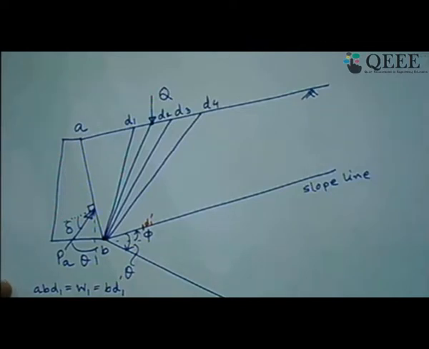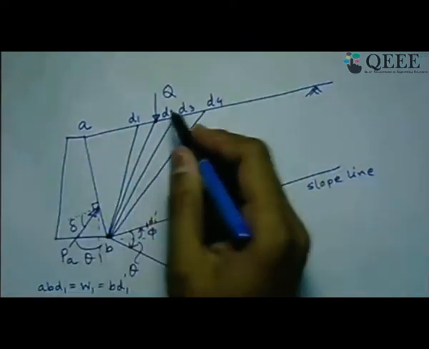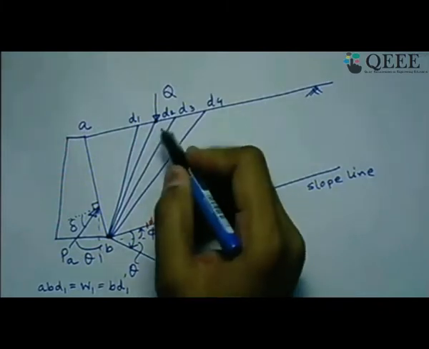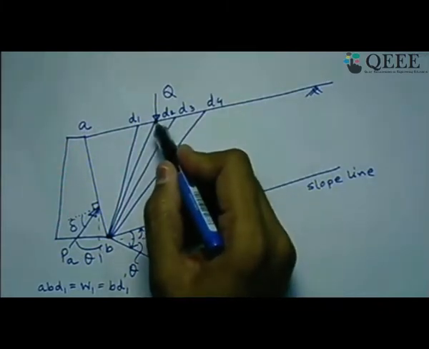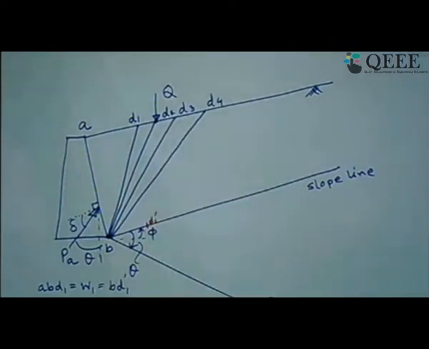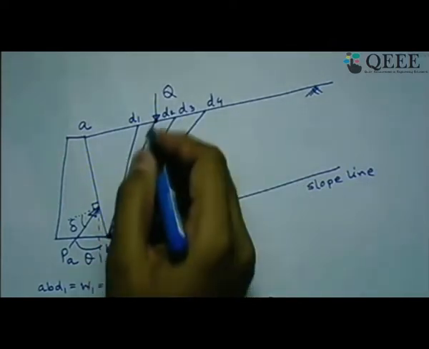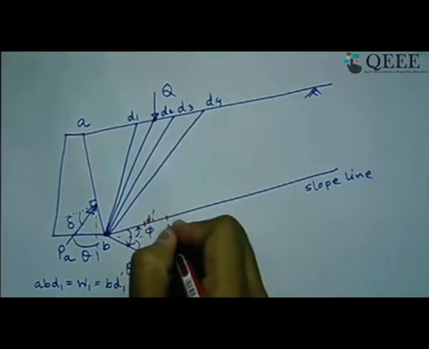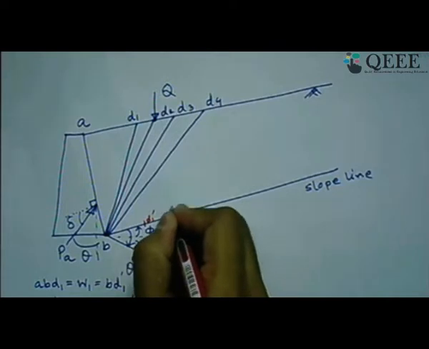Next, our ABD2. Now look at here, ABD2. Here attention is required. Just to the left of the line of action, ABD2 will have W2, which is just due to the unit weight of this backfill soil. So let us say that BD2 dash. That we can plot here. This is D2 dash.